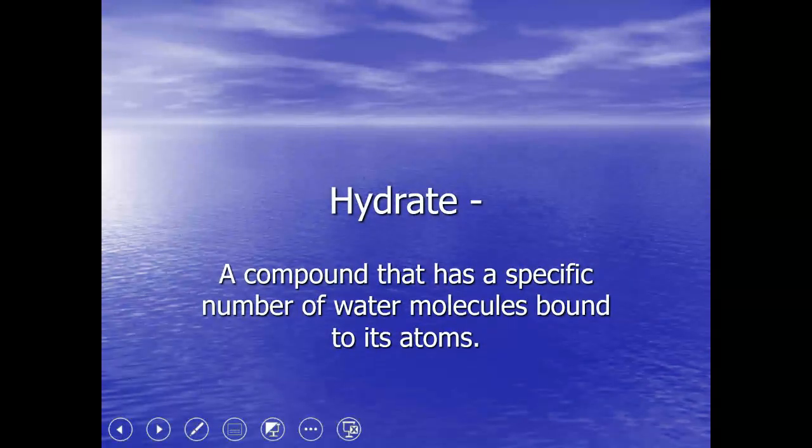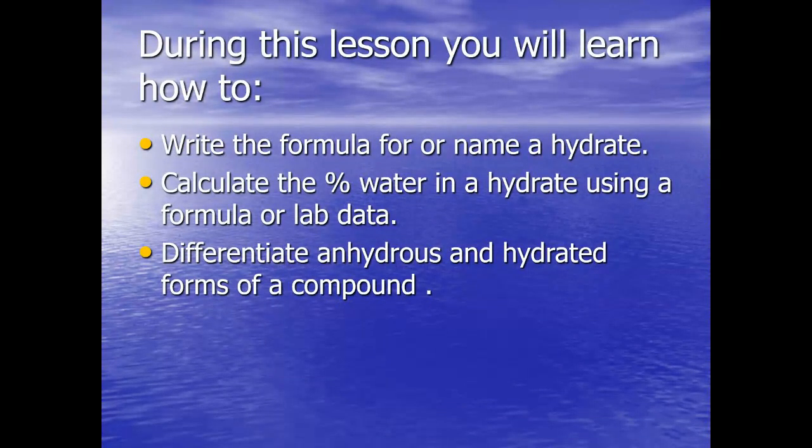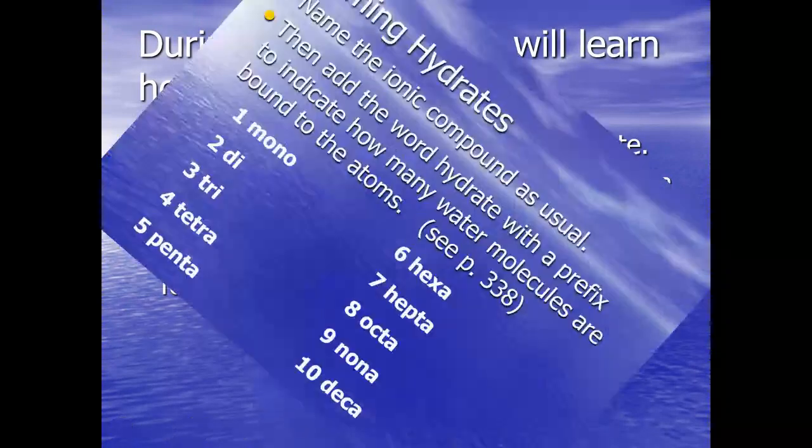We'll learn later on in our study of chemistry why water is attracted to ionic compounds and often binds itself to ionic compounds. So during this lesson, we're going to learn about writing the formula or naming a hydrate, a review of what you did in the Ed puzzle. We're going to calculate the percentage of water in the hydrate using the formula, which would give us the theoretical percentage of water in a hydrate. And then we're also going to take a look at a set of lab data, which would give us an experimental percent water in a hydrate, because you need to do both of those in your lab. And make sure that you know the difference between anhydrous and a hydrated form of the compound.